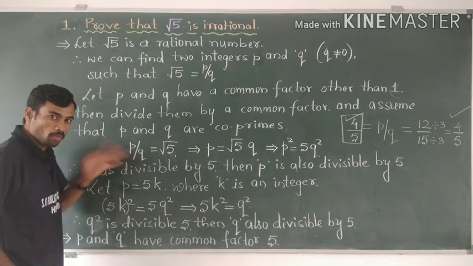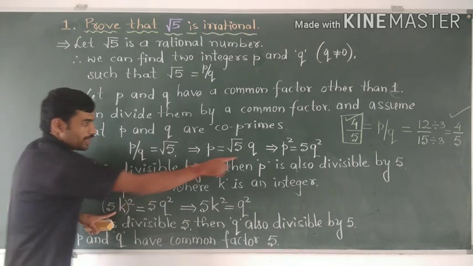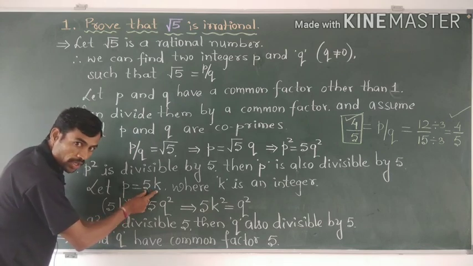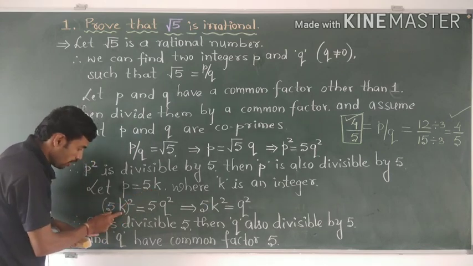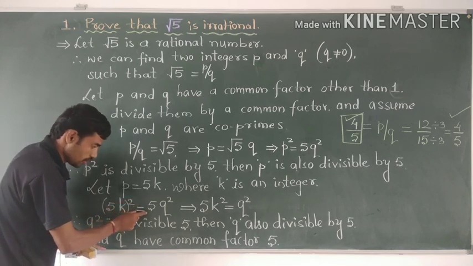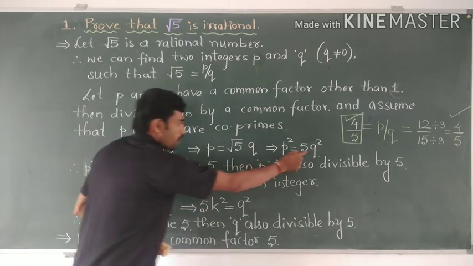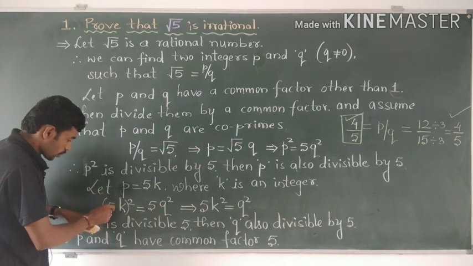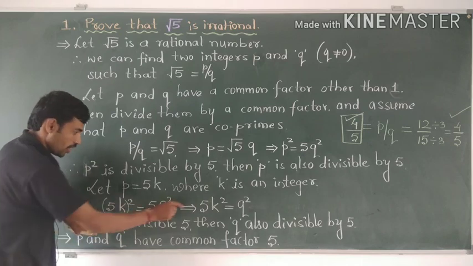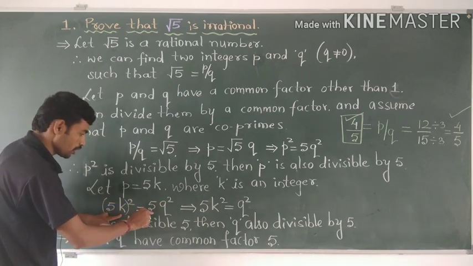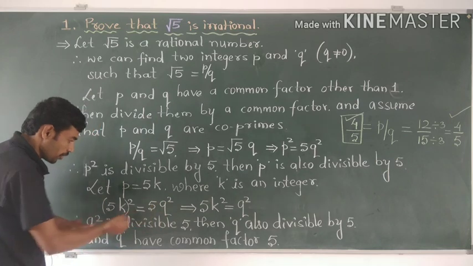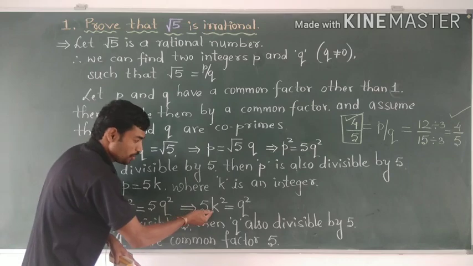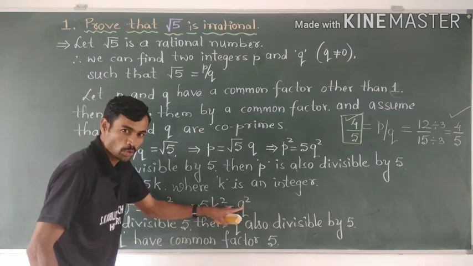Next step, squaring on both the sides. So p square, in place of p square, we substitute 5k. 5k whole square is equal to 5 q square. Then 5 square is 25. 25 k square is equal to 5 q square. So 5 shift this side: 5 k square is equal to q square.